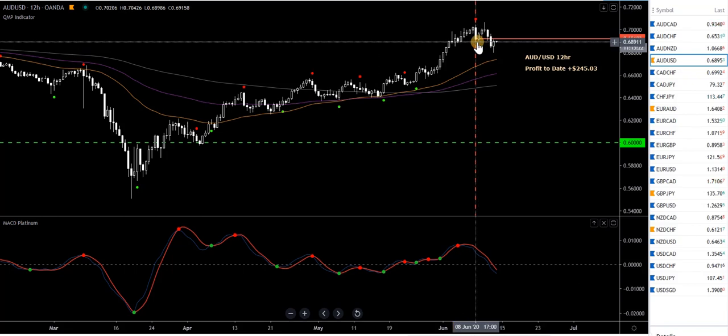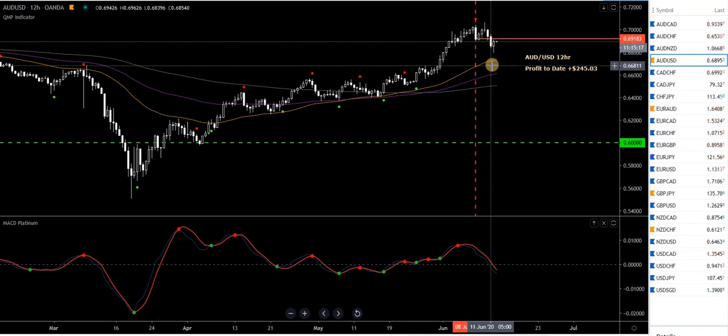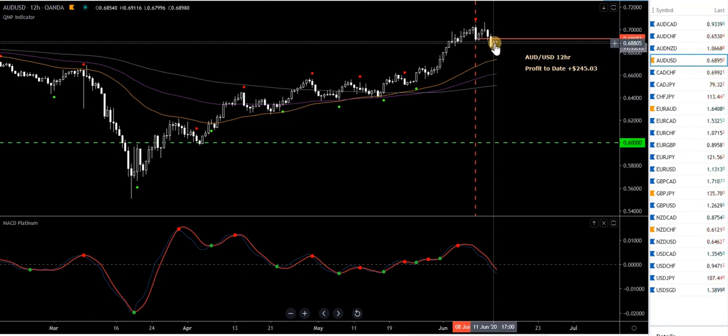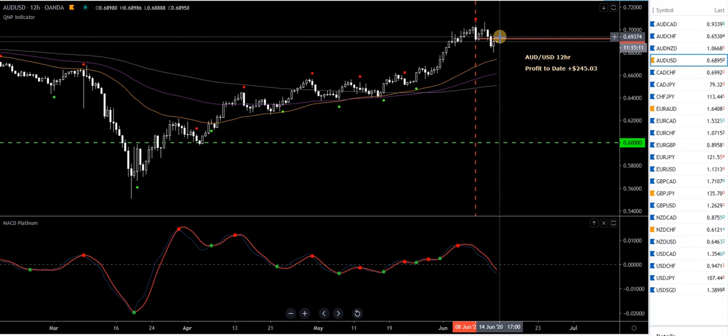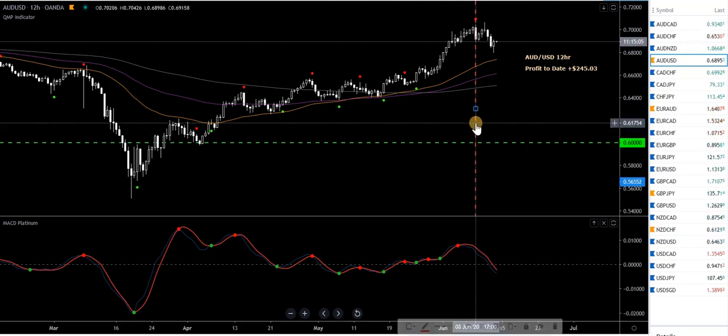So I took the sell in here. It went against me initially, came down. MACD Platinum's through the zero level now on that bullish candle from today with just a few pips. I can't really do much with it, so I just closed the trade. So that trade's no longer in play.